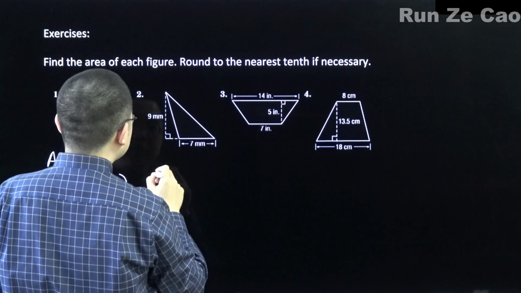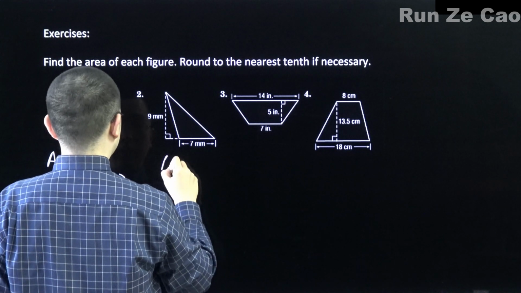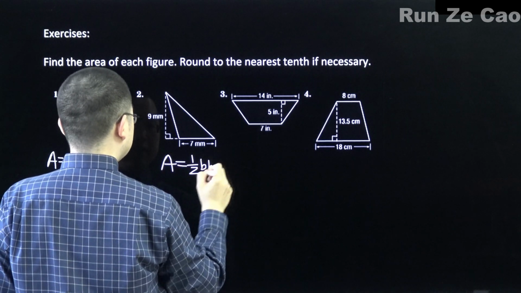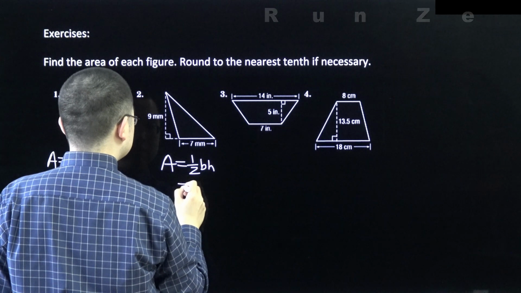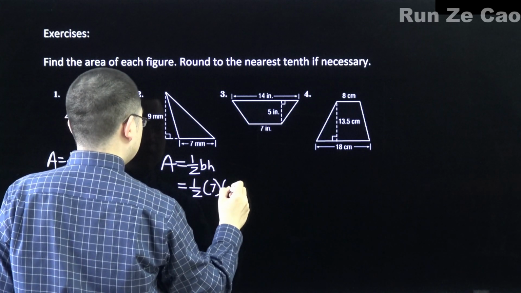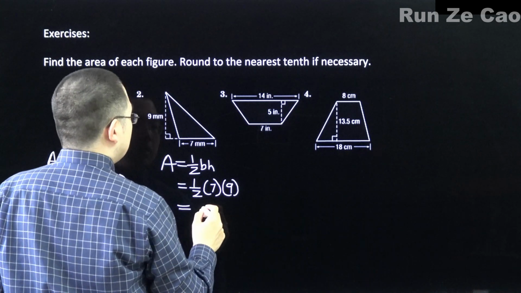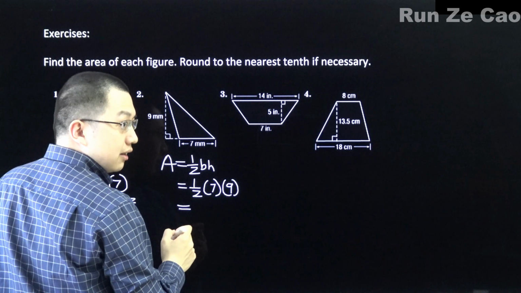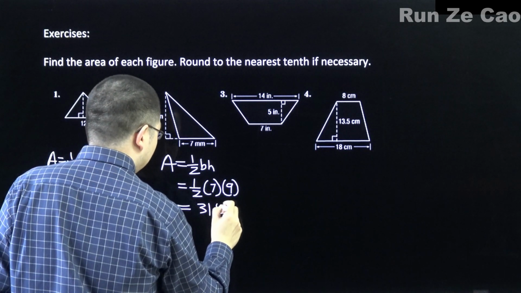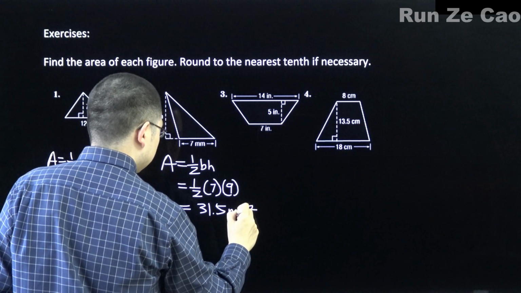Okay, 9 millimeters by 7 millimeters, but it's a triangle, so area is 1/2 base times height, which means 1/2 base 7, height 9 millimeters. So 7 by 9 is 63, so we're looking at 31.5 millimeters squared.